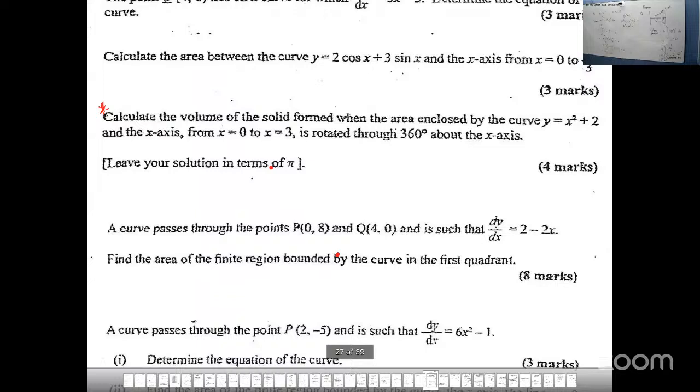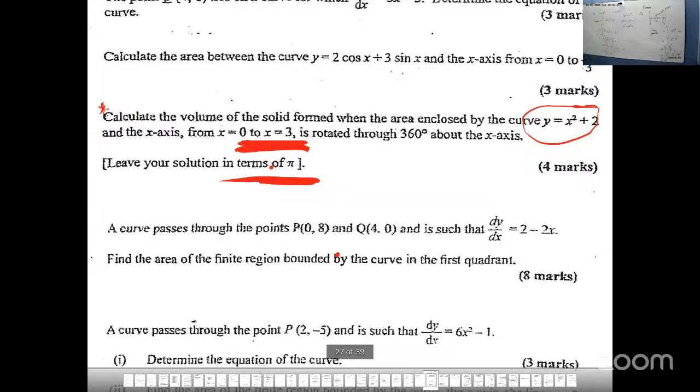Try that there. You'll see that the function is y equals x squared plus 2 between 0 and 3. And look at what it said: leave your answer in terms of pi. Send your answers, please, everybody. Take your time and do it, and then send your answer. Go ahead. This one, please.